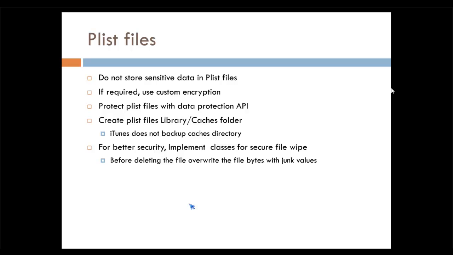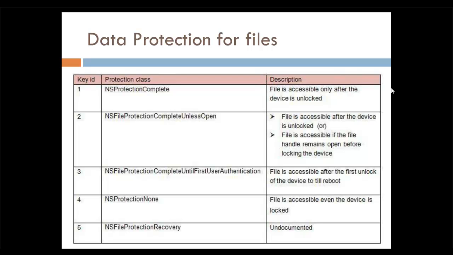So iTunes does not take a backup of files which are stored in the caches folder. Also, for better security, if you are deleting any files upon logout, just overwrite the file before deleting it. So even if forensic techniques can be used to recover the file, the content will be junk. So these are the different data protections for files. Like you can use NSFileProtectionComplete, where the file is inaccessible until the device is unlocked. These are different data protection constants that can be assigned to a property list file.